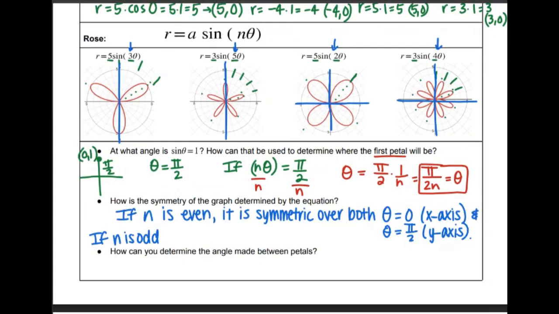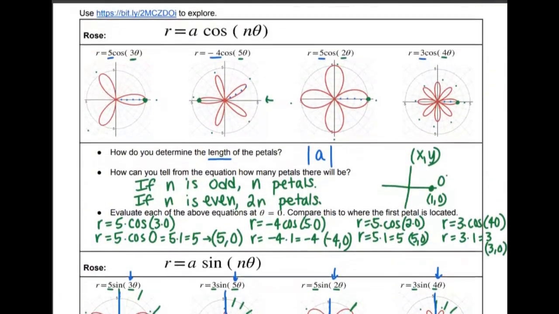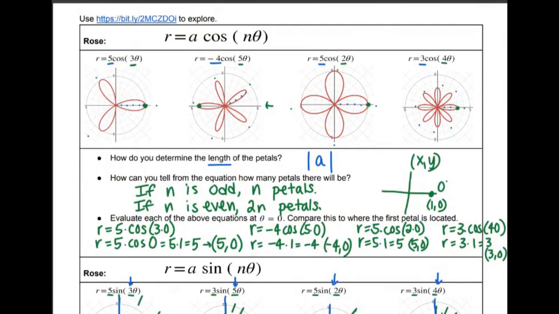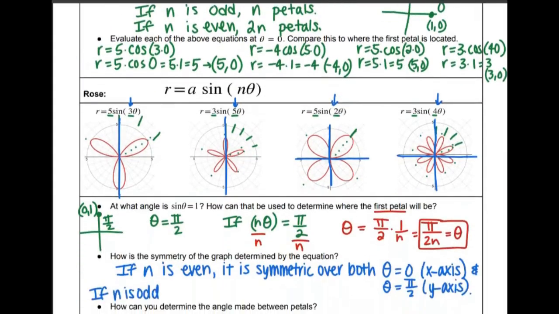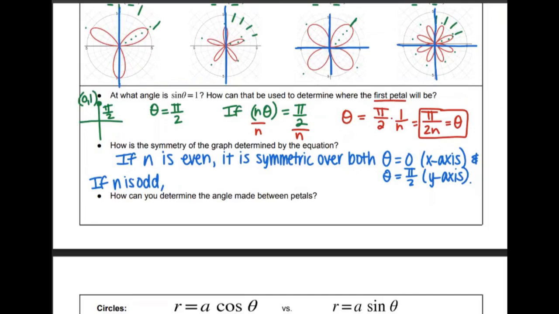All right, so if n is even, it's symmetric over both the x-axis and the y-axis, but if n is odd, we think it's only symmetric over the y-axis. But let's take a look at when it's cosine. If n is odd, which are these first two graphs, it's symmetric over not the y-axis, but the x-axis. So let's put this in our statement. If it's cosine, then it's symmetric over theta equals 0, which is the x-axis.